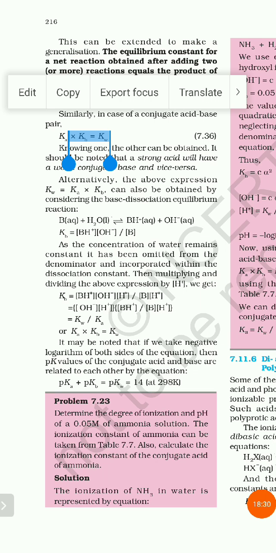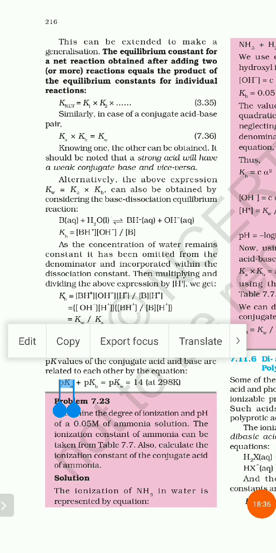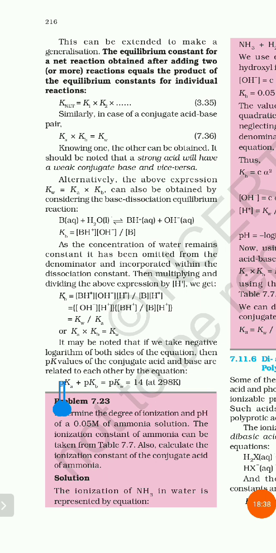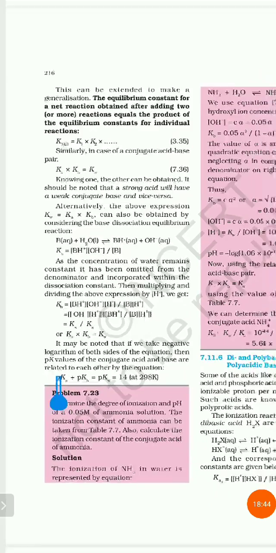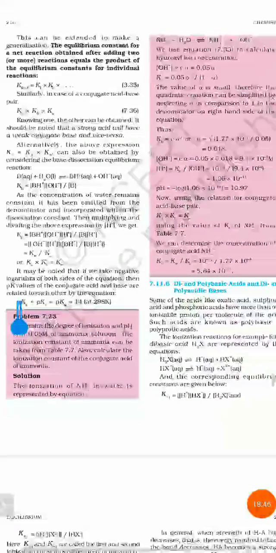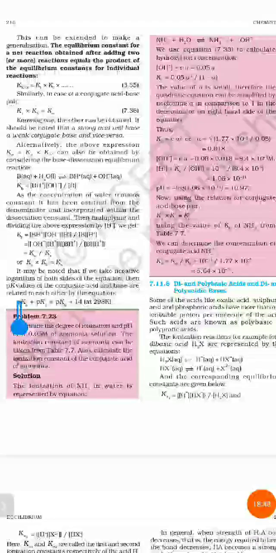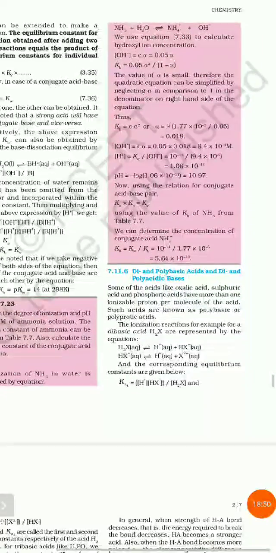If you take it in terms of pK values for a conjugate acid and conjugate base, then pKa plus pKb is equal to pKw. This is the overall relationship between pKa and pKb.